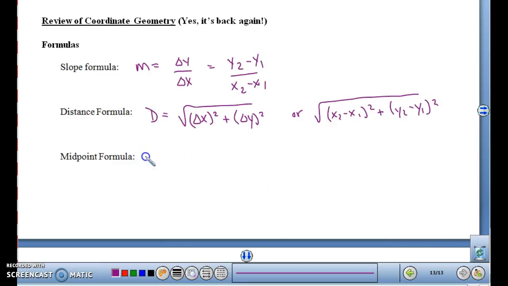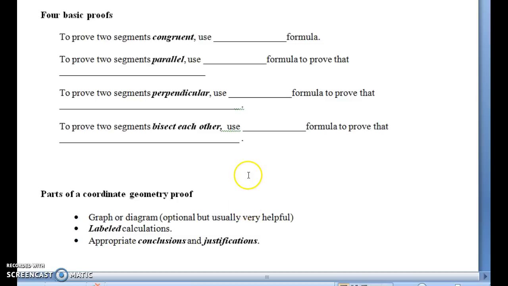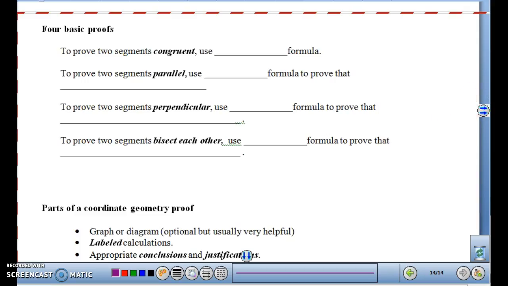All right, the midpoint formula. The midpoint is equal to the average of the coordinates. So it would be (x1 plus x2) divided by 2 and (y1 plus y2) divided by 2. So these are the formulas that you need to know whenever you do a coordinate geometry proof. You should know these by now, but this is just a refresher because we're going to be using these in this unit a lot.